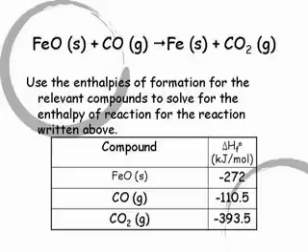So we have a table. Iron(II) oxide, FeO, the delta H of formation for that is negative 272 kilojoules per mole. For carbon monoxide it is negative 110.5 kilojoules per mole, and for CO2 it is negative 393.5 kilojoules per mole. You'll notice there is not an enthalpy of formation for elemental iron because any free element always has an enthalpy of formation of 0.